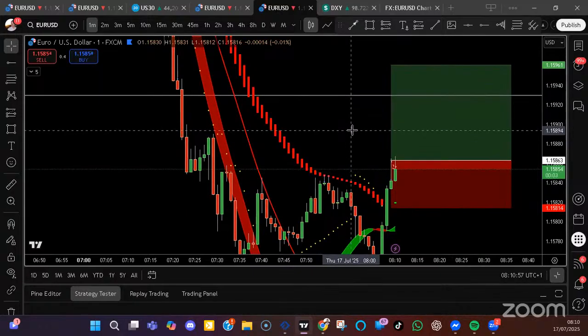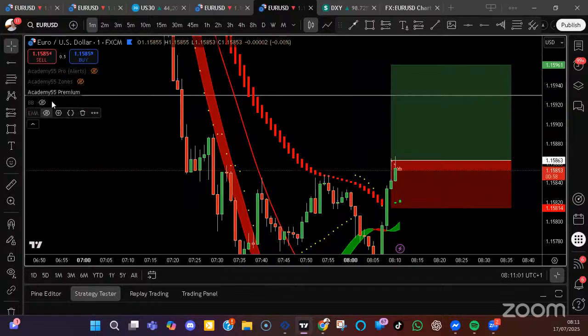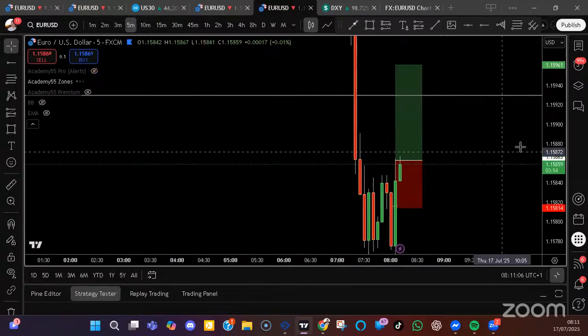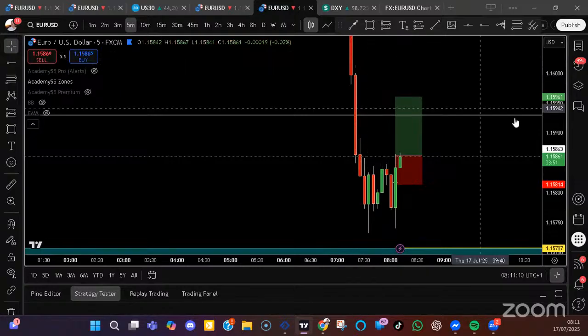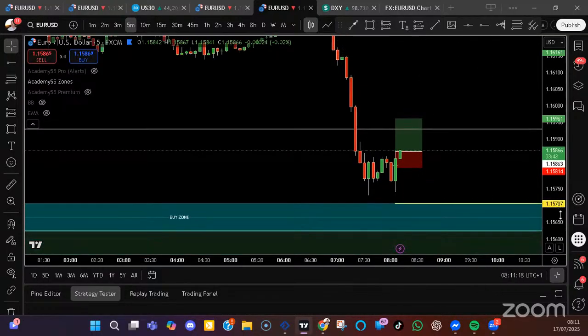So just going to have a look on the higher time frames, take my indicators off, go on to the 5 minute. But as you can see, we've got lots of imbalance that needs filling. But we've got this big daily imbalance down here in the buy zone.